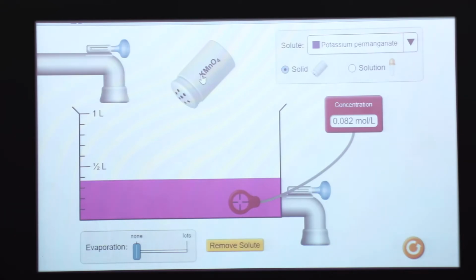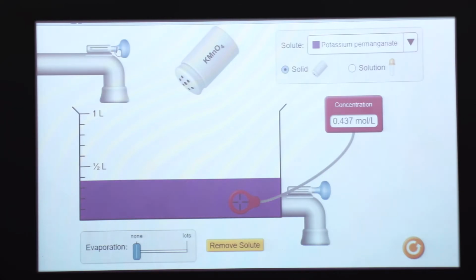You can see the moment the particles reach water, the color changes, and at the same time the concentration also reads on the meter. And the more the particles are added, the more the concentration increases. And you can see the color also intensifying. That is deep purple color due to the addition of the particles.